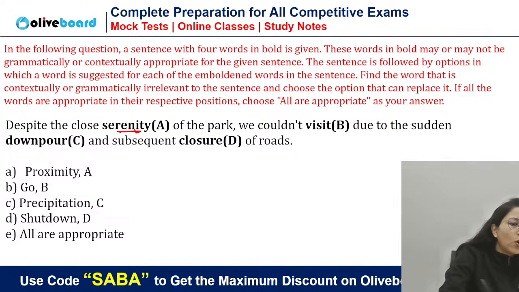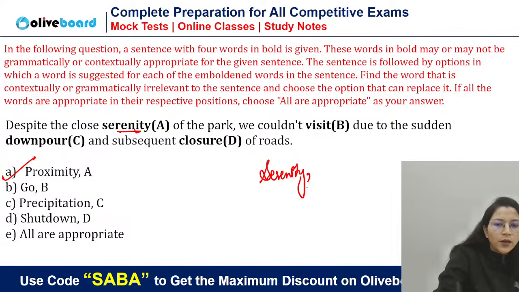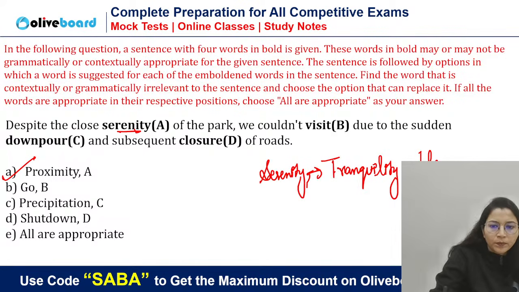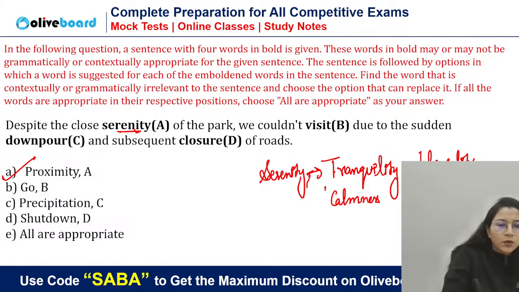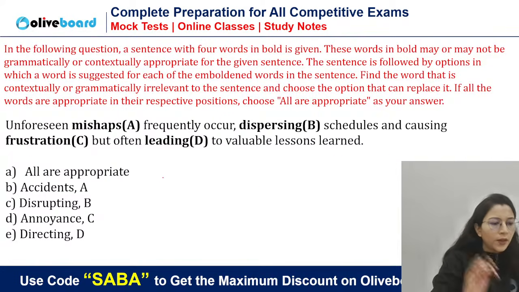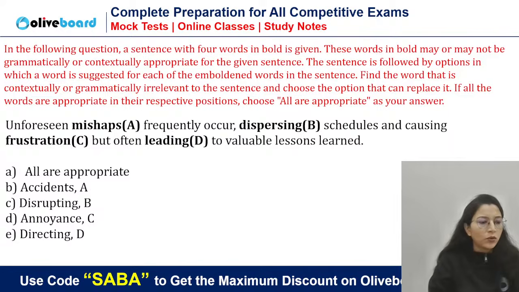Despite the close serenity or proximity, this serenity word does not fit into the context. You all know that serenity basically we call to tranquility, right? Serenity is the synonym of tranquility, placidity. You can use the word calmness. And proximity basically we call to nearness. So despite the close nearness of the park, we could not visit due to the sudden downpour. Next, calmness, noun.